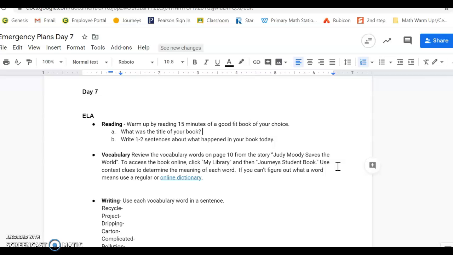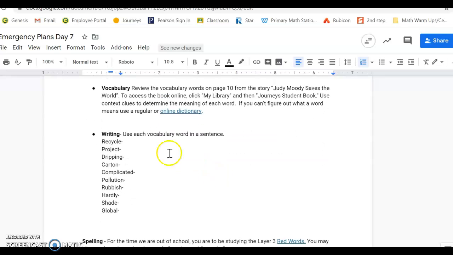If for any reason you're unable to determine the meaning of the word, you're going to use a regular dictionary, or you can click the link to use an online dictionary. On page 10, the sentences are just like the vocabulary cards that we would use in the classroom. Below, you're going to use each vocabulary word in a 3rd grade sentence right on the document.